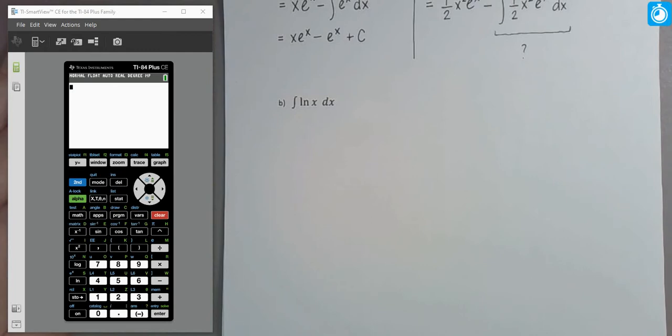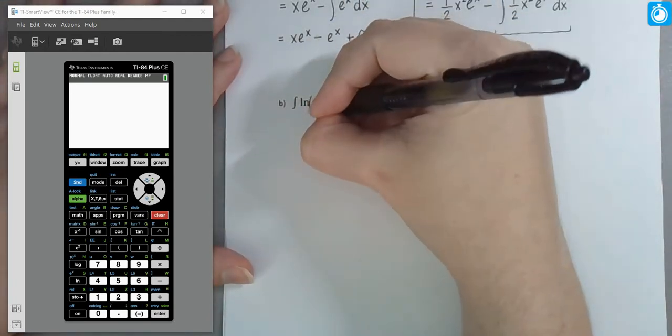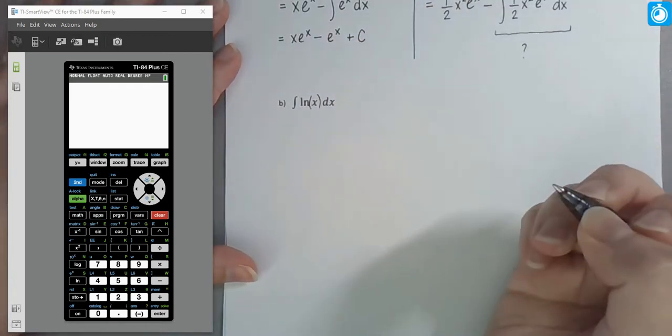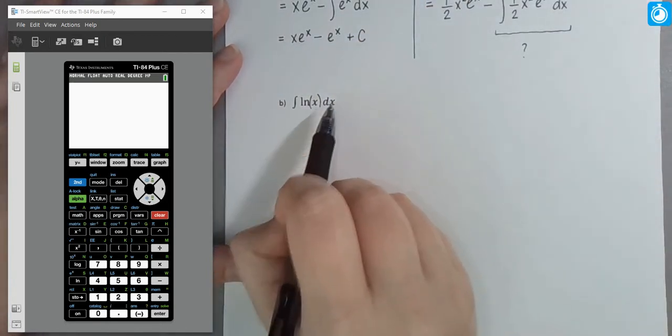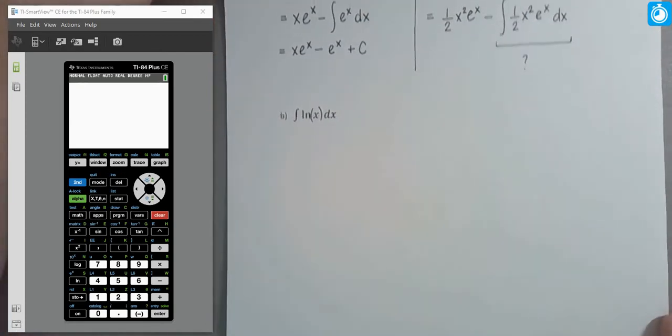We just try something else. Okay, so we have the natural log of x, and I want to emphasize this is not a product of any type. This is a function with x plugged in, times dx. Well, this is different than the one above.